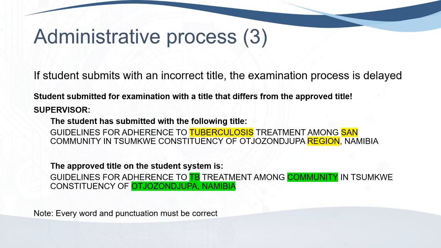The student submitted the first one saying "Guidelines for adherence to tuberculosis treatment among San community in Tsumkwe constituency of Otjozondjupa region, Namibia", whereas in the other one they used TB, the abbreviation. They did not indicate the San community, but only community, and they only gave the name of the region and did not include the word region.